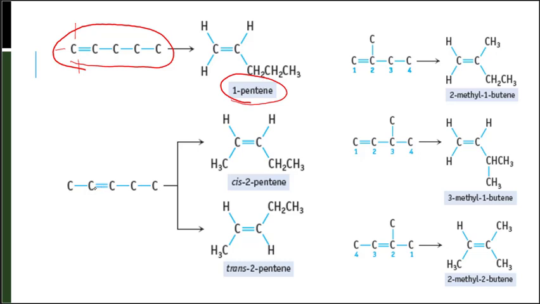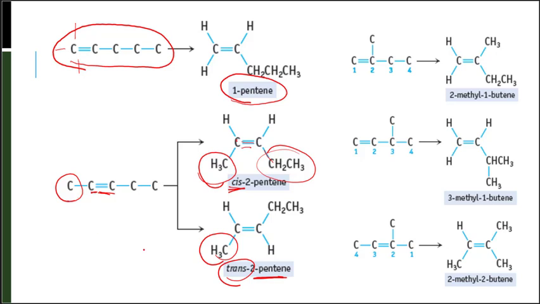We could have the double bond after the second carbon. And when it's after the second carbon, we could have it in 2 different ways. We could have the first carbon down, and then the second carbon, the double bond after the second carbon, third, and then have cis-2-pentene. So we know that this is 2-pentene. We could also have trans-2-pentene. So we could have the first carbon down, and then after the double bond, the second 2 carbons up.